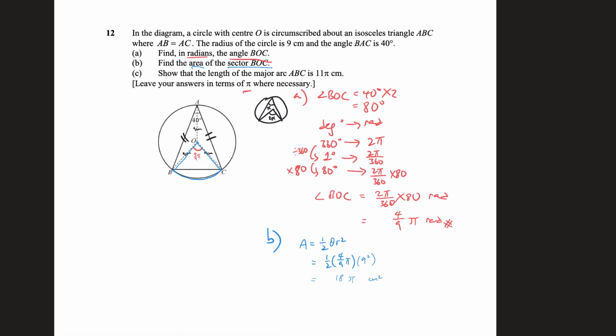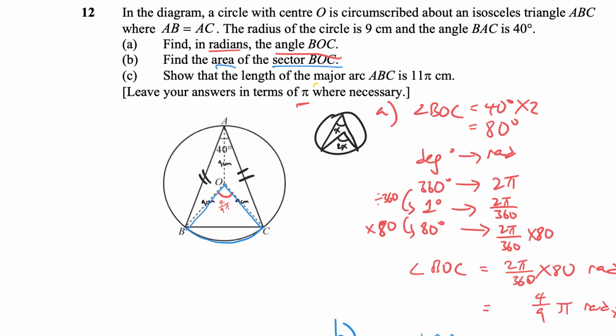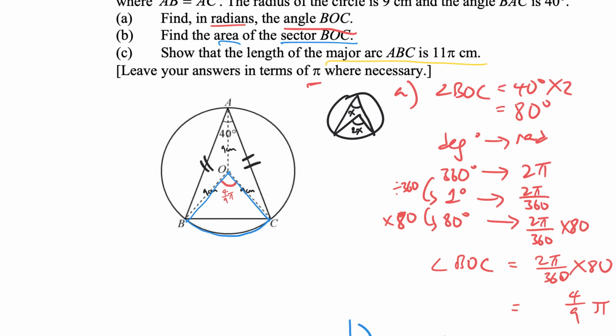Alright, part C. Show that the length of the major arc ABC is 11 pi. So let's look. ABC, major arc. What does it mean? Because if you look at ABC, is it this arc or this arc? Well, in this case, it is pretty clear. ABC is referring to this. It's major because this is the longer one. This is shorter, and this is longer. So definitely, we are looking at this.